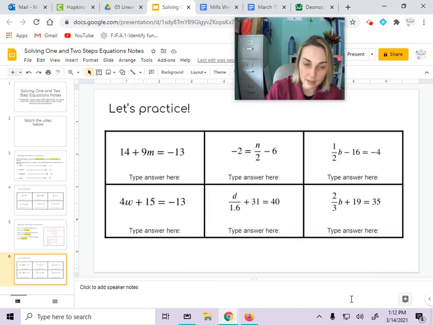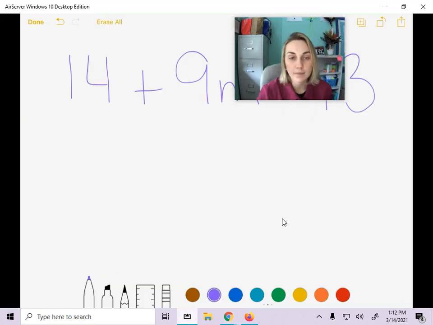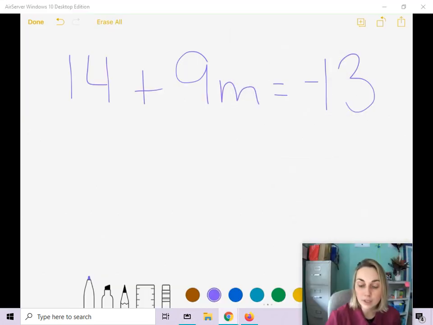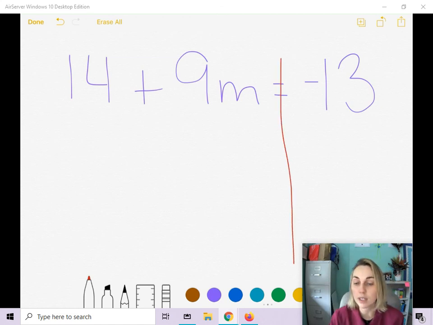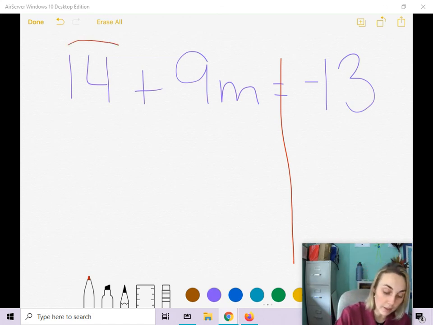So what we have here is 14, and that's getting added to 9m, and that is equal to -13. Alrighty. So again, first step is we want to make sure that we have a balance beam through our equal sign. And then we can solve. So first step is to get rid of our constant. This is our constant right here.